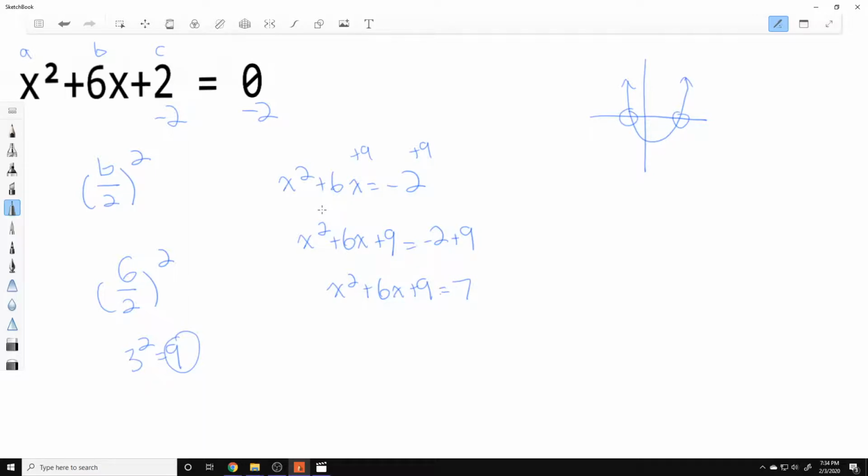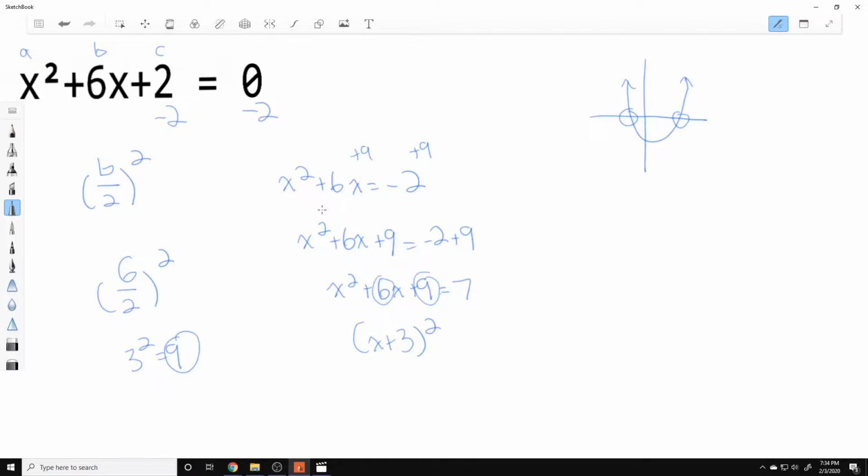Then we factor the left side of this. To do that, the two numbers have to multiply to this and add to this. So we get (x plus 3) squared, because 3 times 3 is 9 and 3 plus 3 is 6.